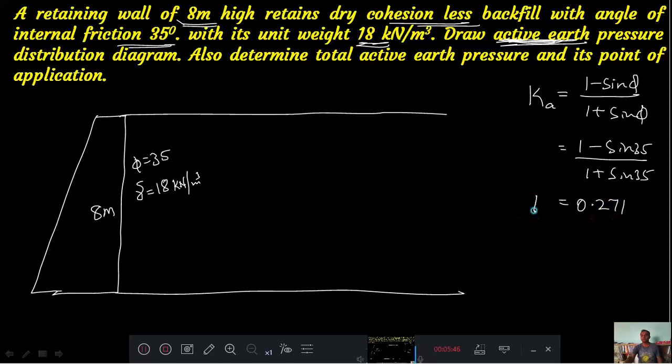I got Ka. I'll write here, Ka equal to 0.271. Now I will consider 2 points, that is an A point here and a B point here. I will draw the reference line. Okay, this is my reference line.